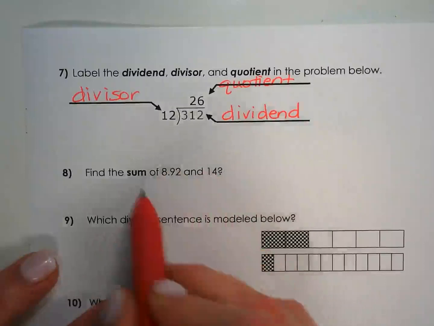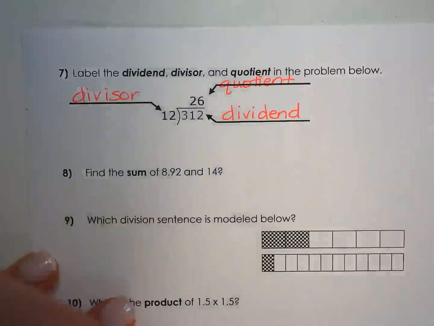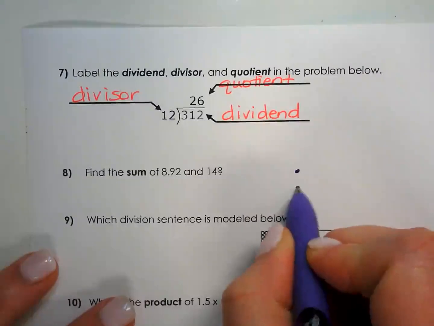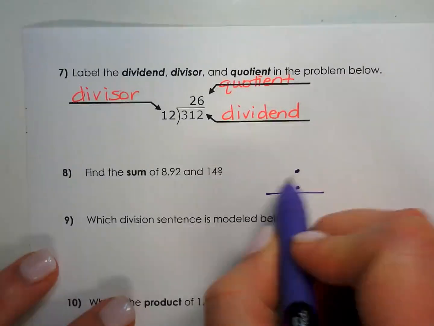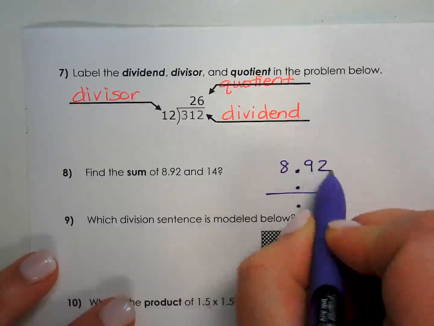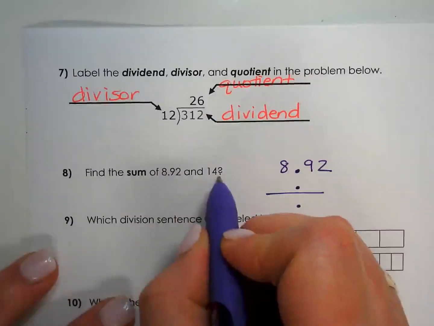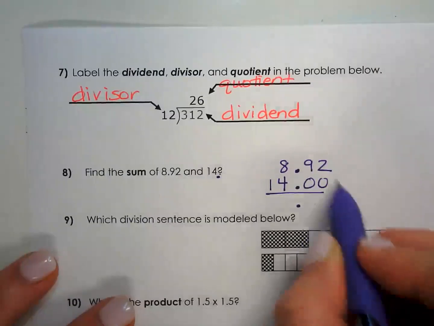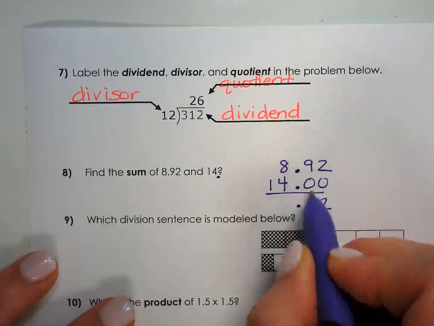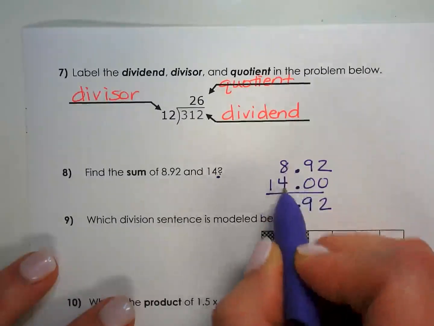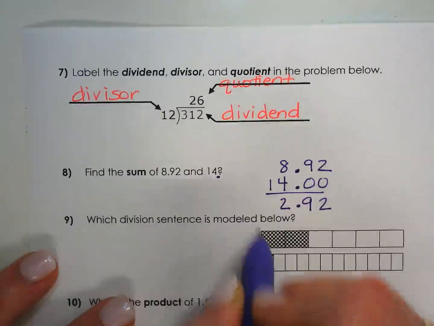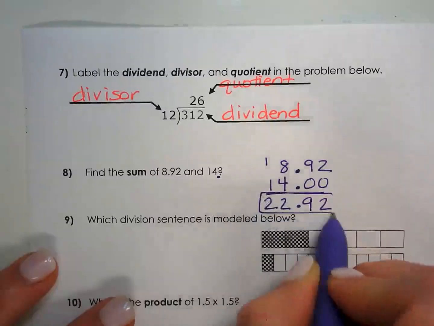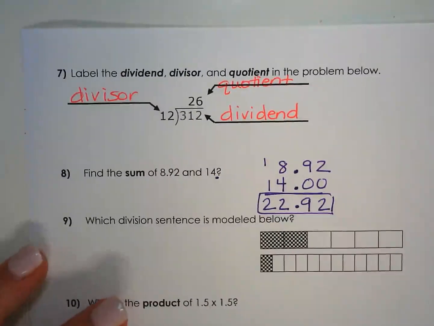Number 8 asks us to find the sum. Again, we're dealing with decimals. I'm going to make my structure. 8 goes on this side, and the 92 goes on the other side. 14, remember there's that little magic decimal there, and we're going to fill in our zeros. 2 plus 0 is 2. 9 plus 0 is 9. 8 plus 4 is 12. I carry the 1. 1 plus 1 is 2, and there's my answer. Decimal falls right into place.